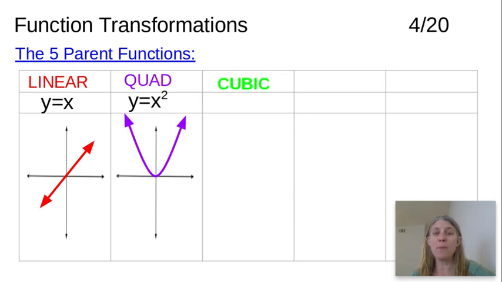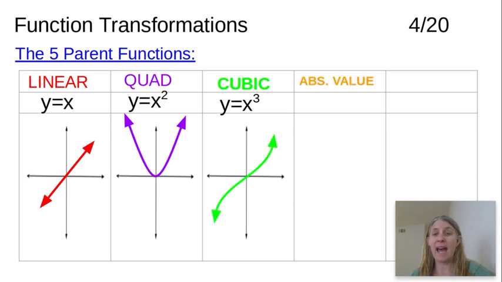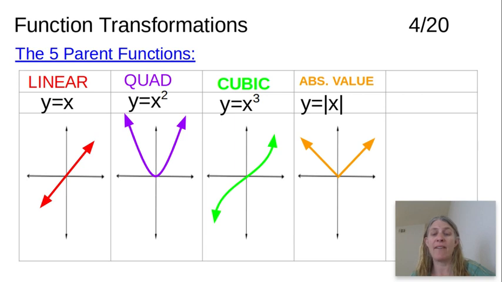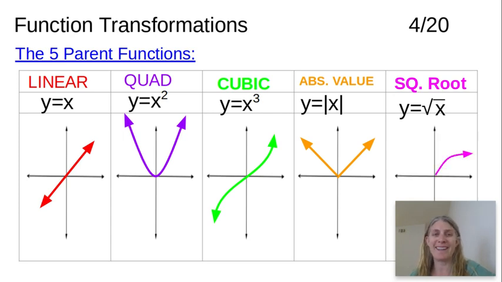Our next one is a cubic function, and our cubic function is y equals x to the 3rd power, and it looks like this. And our next one is the absolute value function, and our equation is y equals the absolute value of x. Of course, we know this looks like a V, and it's going to have that base there at 0. Our last function that we'll be looking at is our square root function. Our equation for the basic parent function of a square root function is y equals the square root of x, and that looks like this.